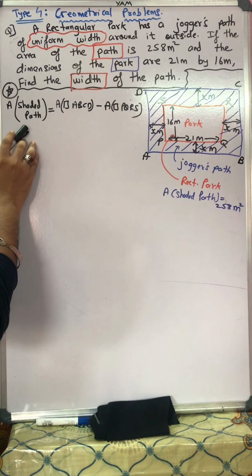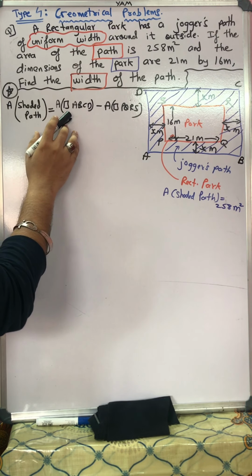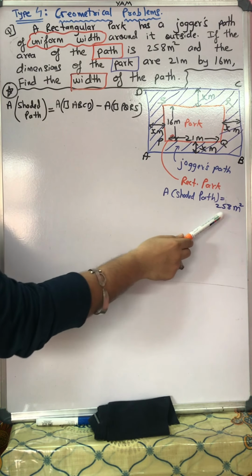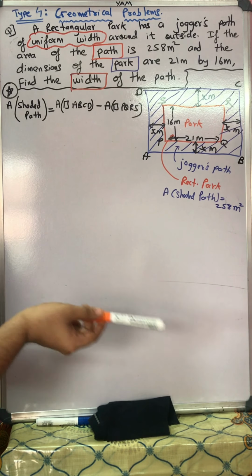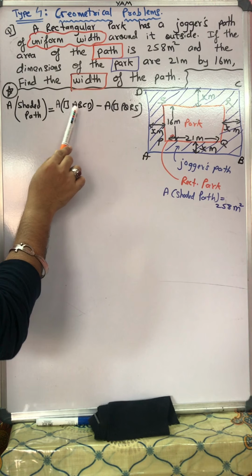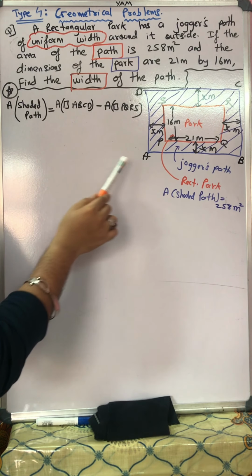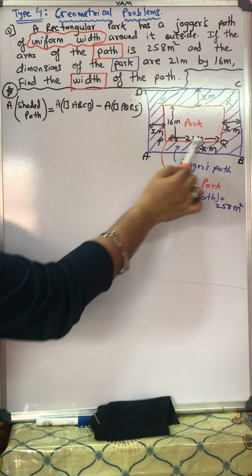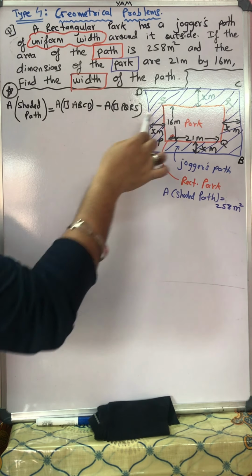Area of shaded path is equal to area of ABCD minus area of PQRS. Now, area of shaded path, we know it's 258. But students, do you all know the dimensions of the bigger rectangle ABCD? No, we don't know the dimensions. We know the dimensions of the smaller rectangle, the park, 21 and 16. We don't know the dimensions of the bigger rectangle.